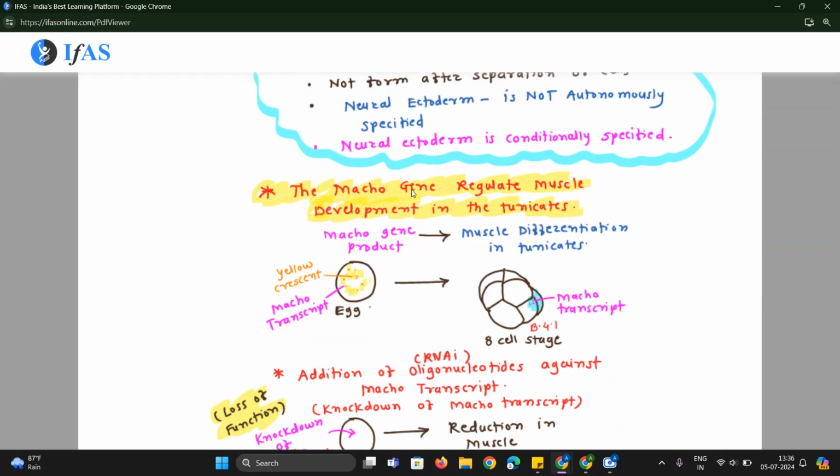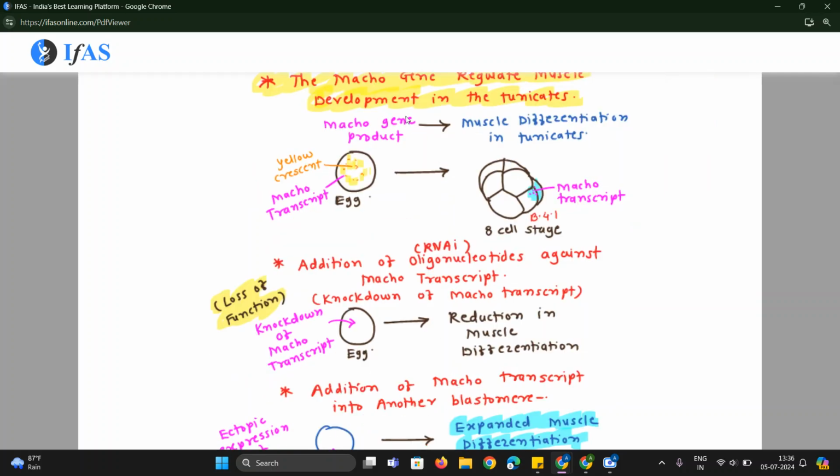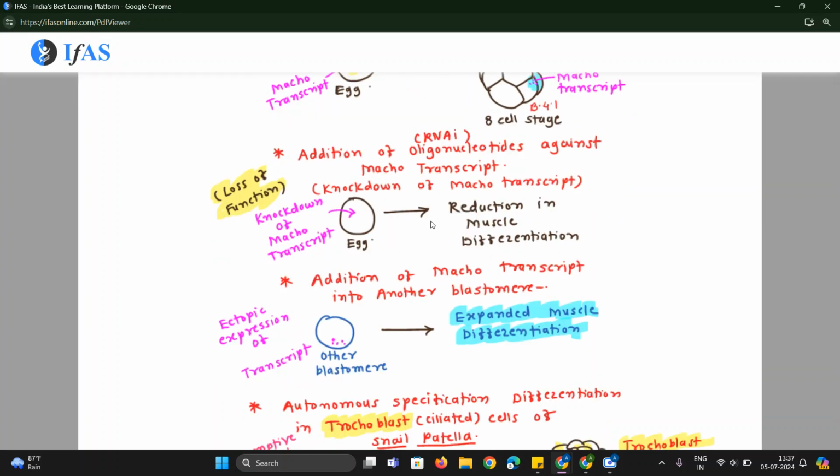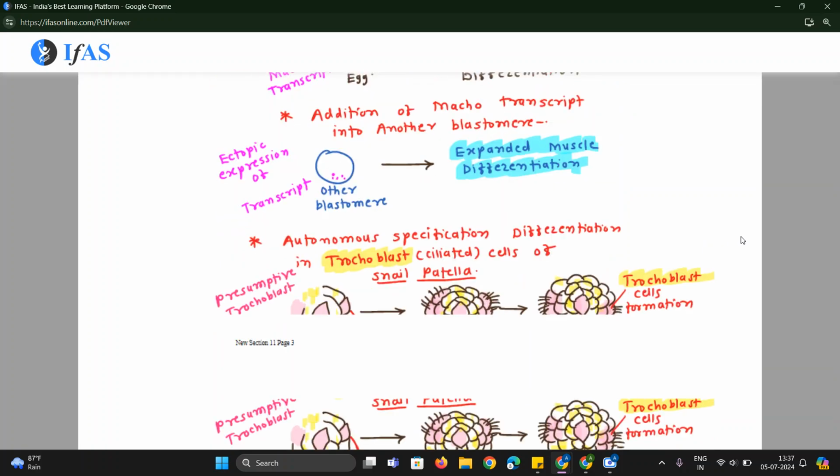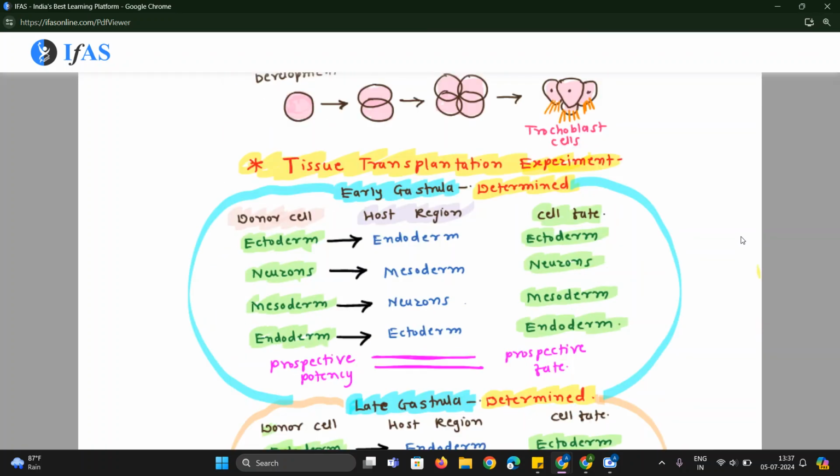Then the macho gene regulates muscle development in the tunicate. The macho gene product drives muscle differentiation in tunicates. Inside the egg is the macho transcript, which is also present as macho transcript upon cell stage formation. And you can see the process here.